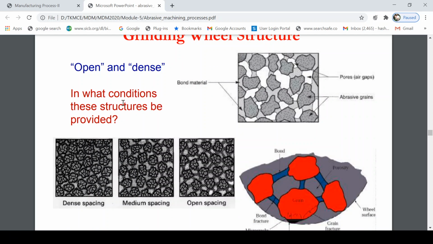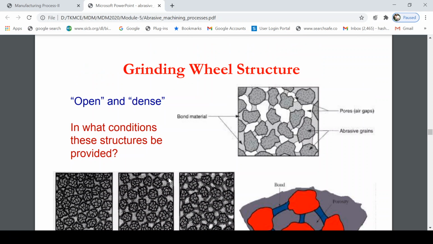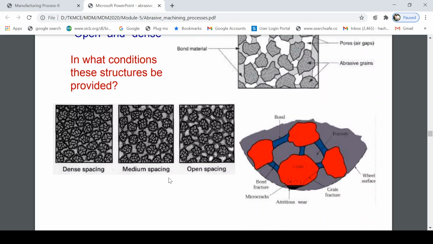In what conditions should these structures be provided? Dense spacing, medium spacing, and open spacing. These are the three different structures normally used for grinding wheels.